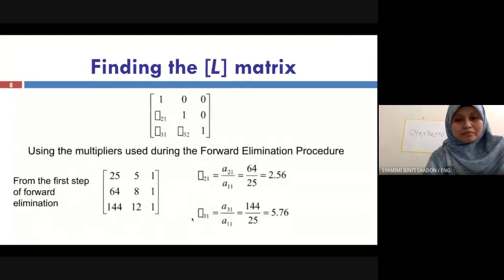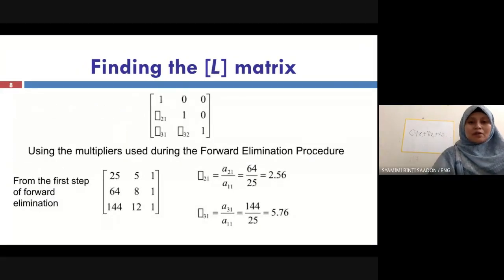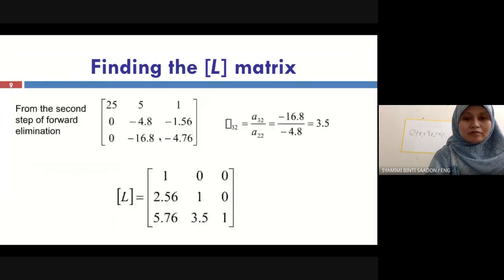So that is the component for L21, L31, and the same for L32. So this is the matrix L: 1, 1, 1, 2.56, 5.76, and 3.5.